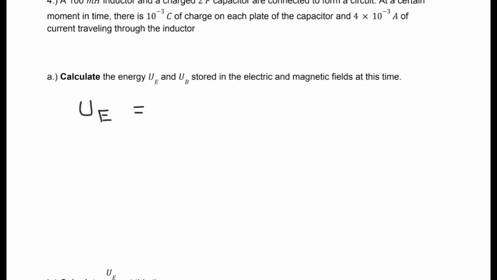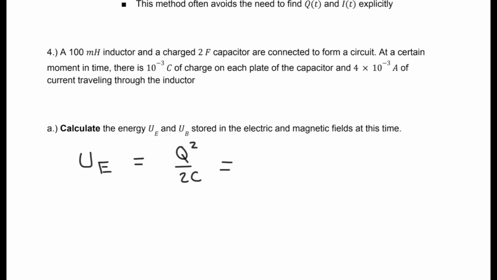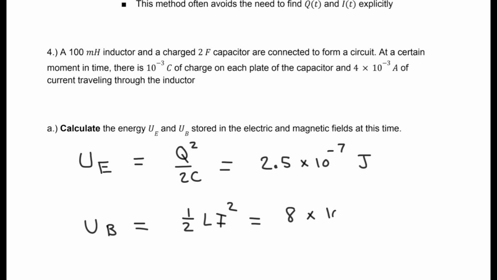The electric field stores energy via Q squared over 2C, and plugging in our 10 to the minus 3 coulombs of charge and 2 farads of capacitance, we get 2.5 times 10 to the minus 7 joules. And then the energy stored in the magnetic field of the inductor would be 1/2 Li squared. Using the 0.1 henries of inductance and the 4 times 10 to the minus 3 amps of current, we get 8 times 10 to the minus 7 joules for the magnetic field stored energy.